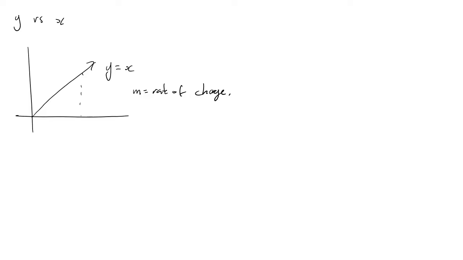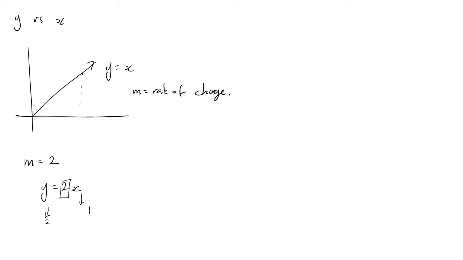So let's say, for example, our gradient was 2. So our graph would be y equals 2x. So we're saying that if x increases by 1, then y increases by 2, because there's 2 multiplied by x, 2x.